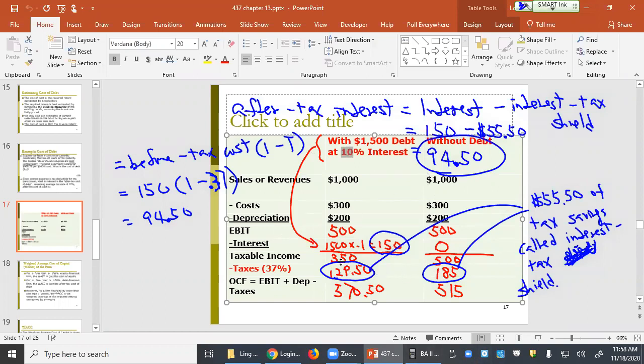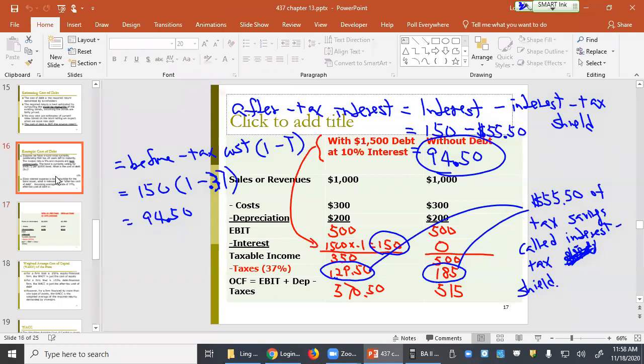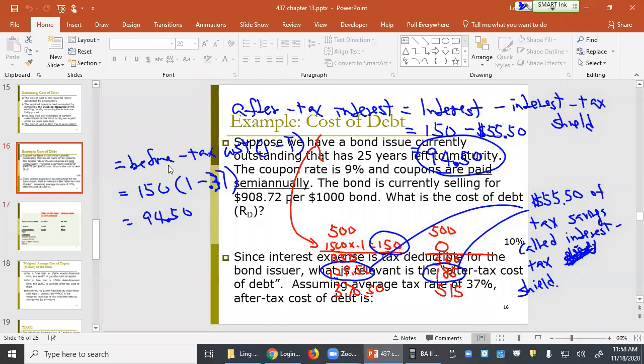That's a very long way, so this is the quicker way. You simply multiply the before-tax cost by 1 minus t, and that converts before-tax cost into after-tax cost. This number and this number are exactly the same. So we're going to use this shortcut to convert the yield to maturity into the after-tax cost of debt.